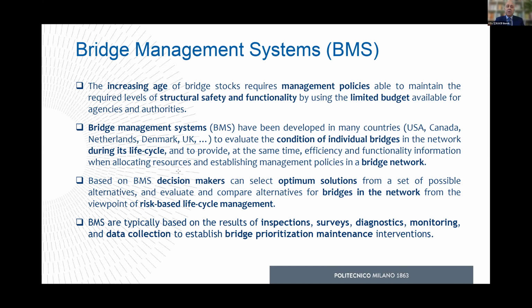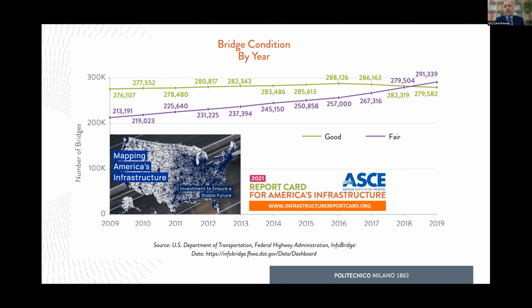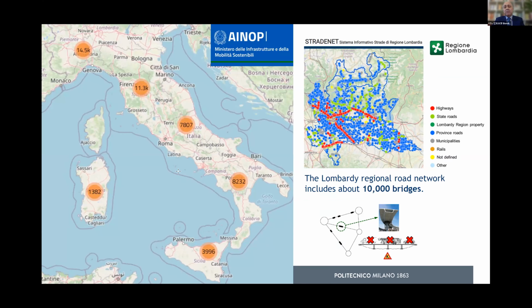As an example, according to the most recent report card for America's infrastructure issued by the American Society of Civil Engineers, there are over 230,000 bridges out of about 600,000 bridges in the United States that need significant repair. And also the number of bridges, as you can see here, that are slipping from good to fair condition is increasing annually. That is, the rate of deterioration is exceeding the rate of repair, rehabilitation, and replacement. This management problem can be very difficult to afford, even at smaller scales.